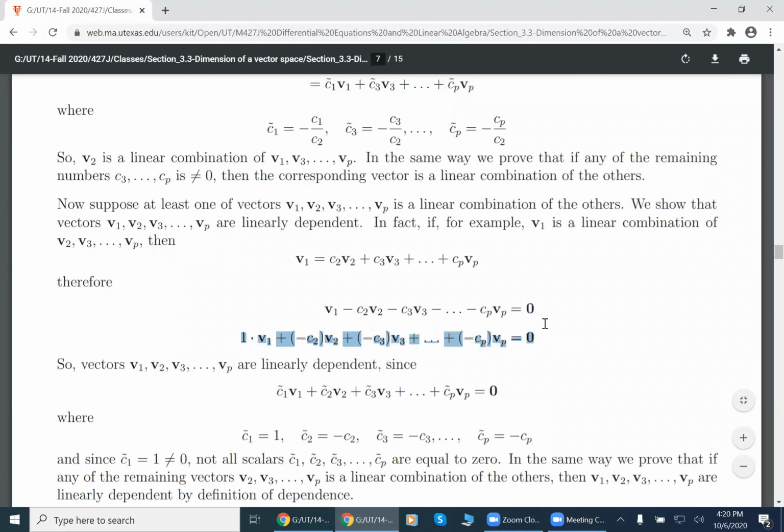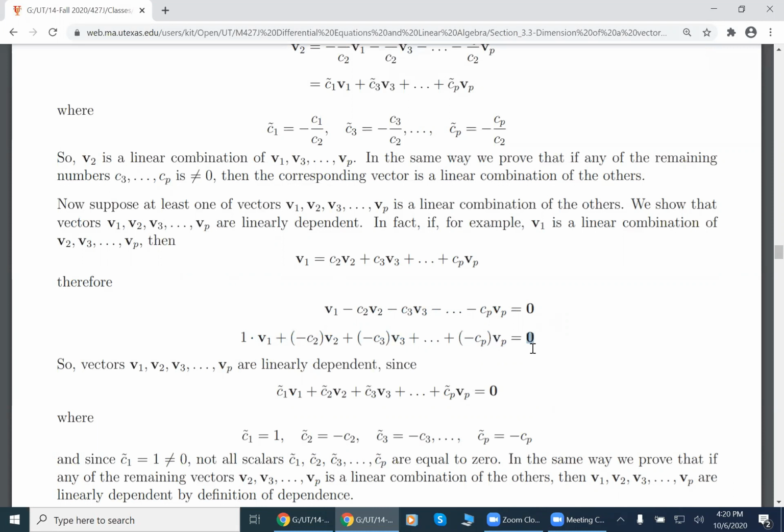Looking at what is written here, we conclude that there is a non-trivial linear combination of these vectors which gives us 0. Why non-trivial? Because this is 1. So it's a non-trivial linear combination. C1 tilde is 1, C2 tilde is negative C2, and so on. Non-trivial once again, because this is not equal to 0. So a non-trivial linear combination is equal to 0, therefore these vectors are dependent.